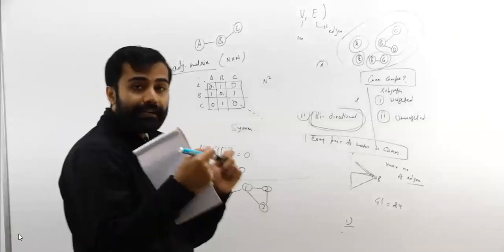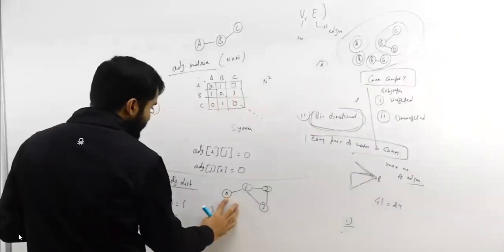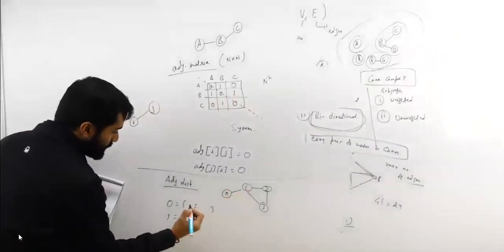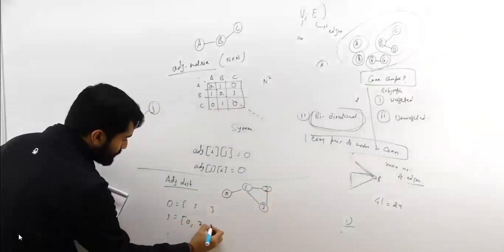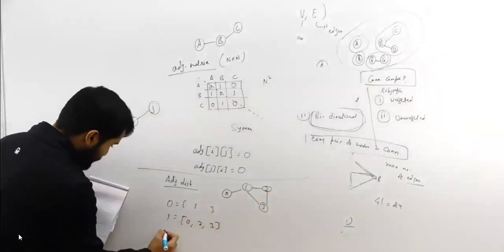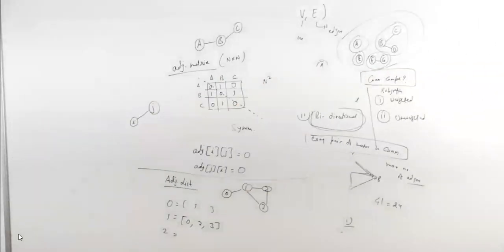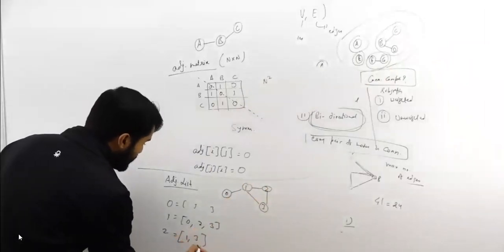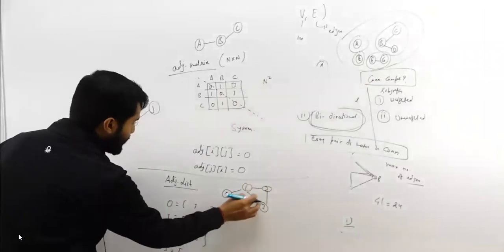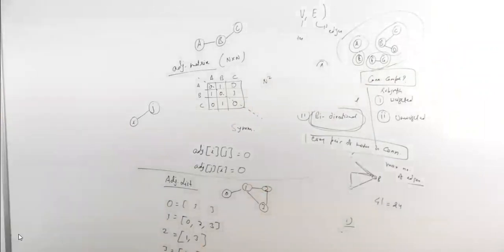And that list should contain the directly attached neighbors. For example, for 0, the directly attached neighbor is only 1. For 1, the directly attached neighbors are 0, 2, as well as 3. Okay, what will be the adjacency list for 2? Which elements will be contained in it? Yeah, it will be 1 and 3, because when you take a look at 2, it is directly connected to 1 and 3 only. Similarly, for 3, 3 is directly connected to 1 and 2, so they will be there. So this is another representation that you have.